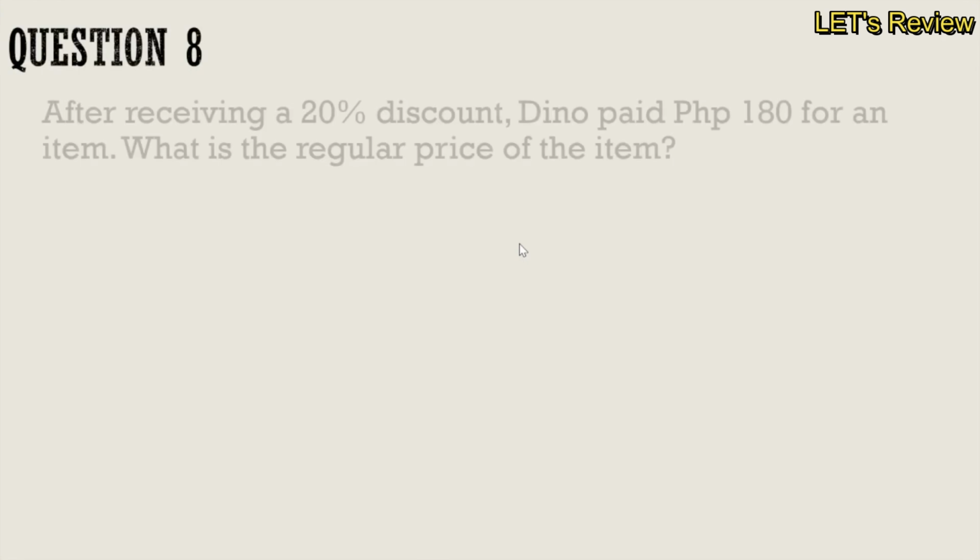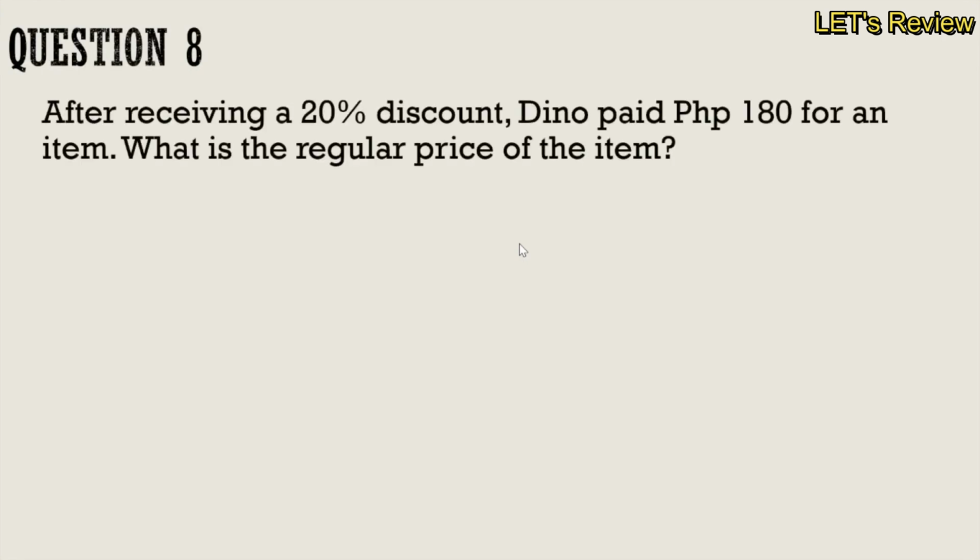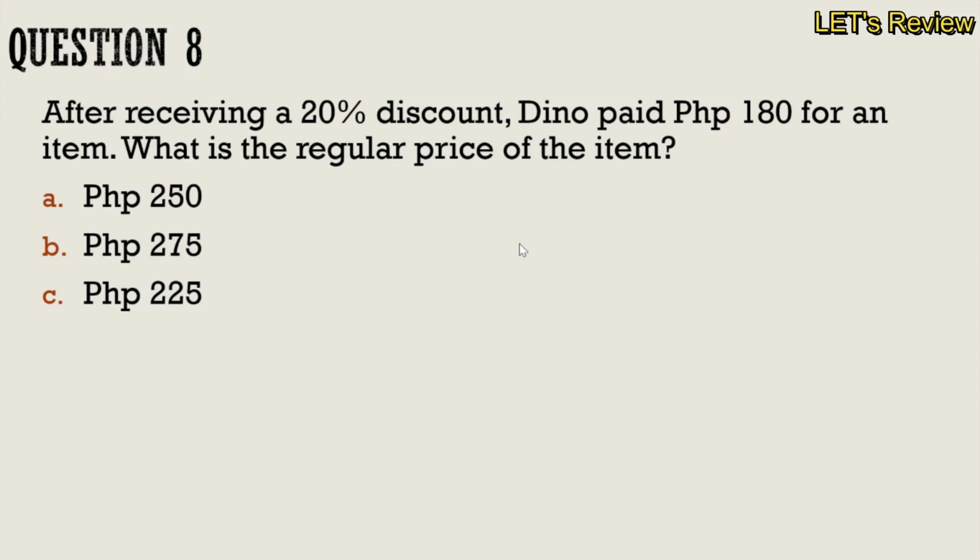Question 8. After receiving a 20% discount, Dino paid 180 for an item. What is the regular price of the item? A. 250 pesos, B. 275 pesos, C. 225 pesos, or D. 200 pesos.